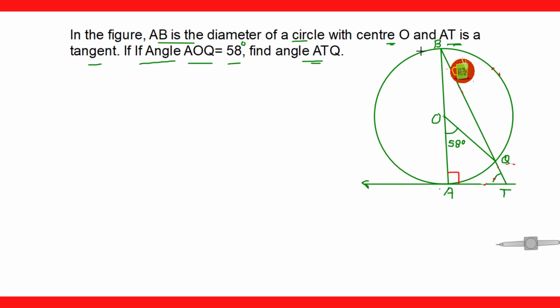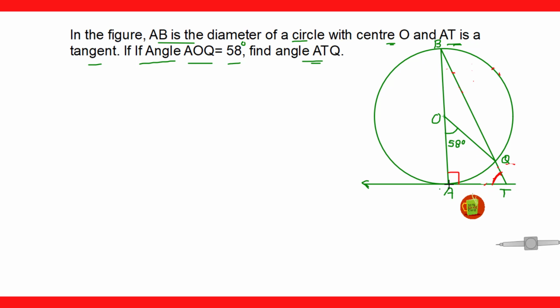Friends, here it is given that in a circle, this BA is a diameter, with O as the center of the circle, and it is given that AT is a tangent to the circle at point A, and angle AOQ is given as 58 degrees, and we have to find the angle ATQ. This angle we have to find. Now friends, this can be solved easily.